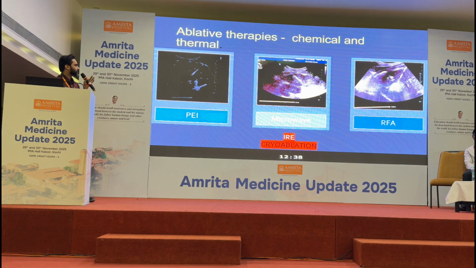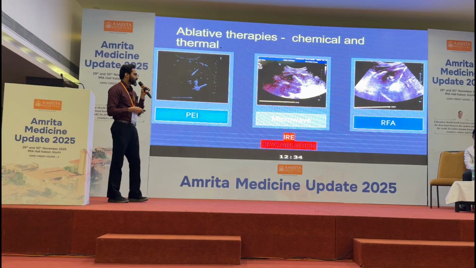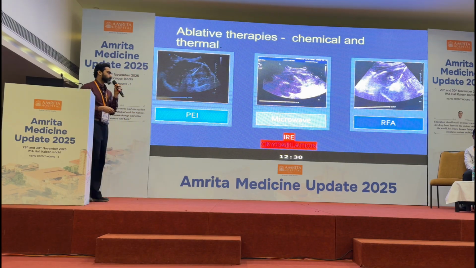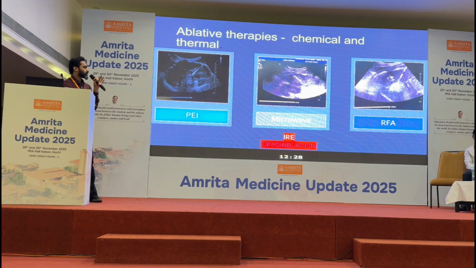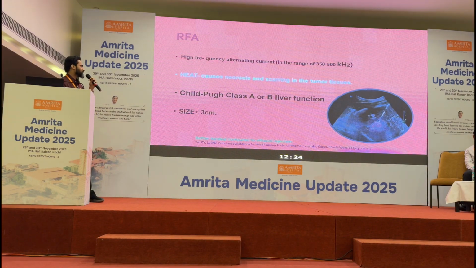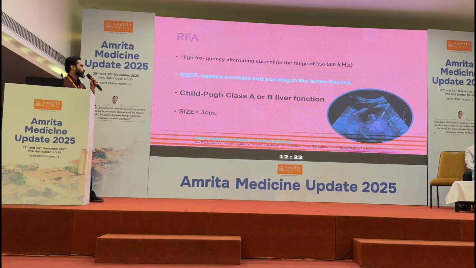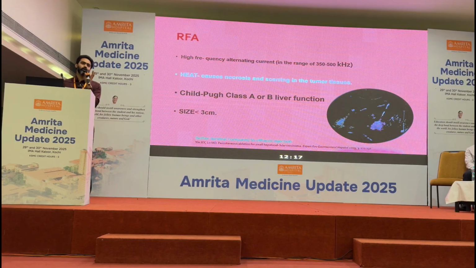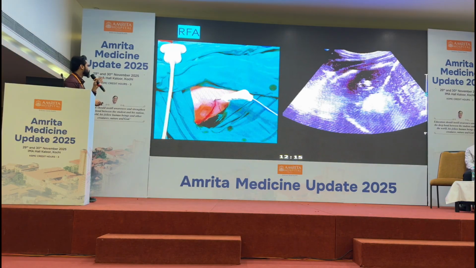The latest on ablations is irreversible electroporation and cryoablation. It is there in India, but it is way costlier than the RFA and microwave, so we commonly resort to RFA or microwave. In both of these modalities, there is ultimate coagulative necrosis within the tumor, and that is how the tumor is taken care of.